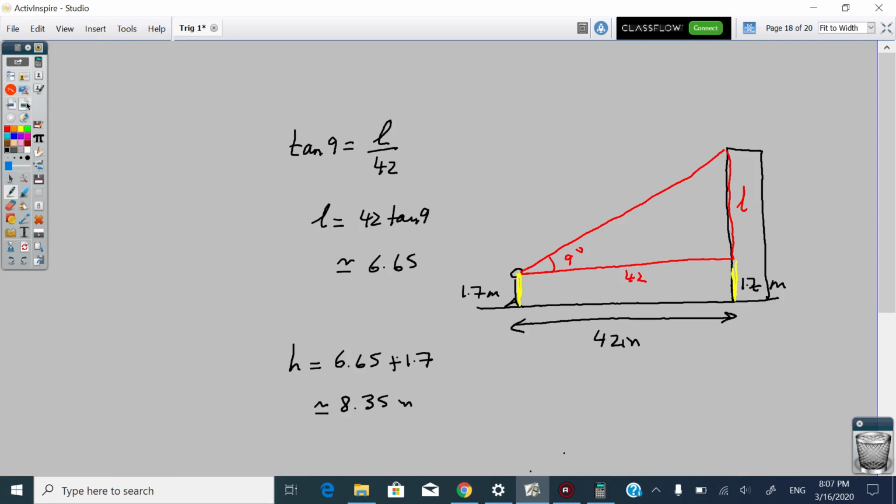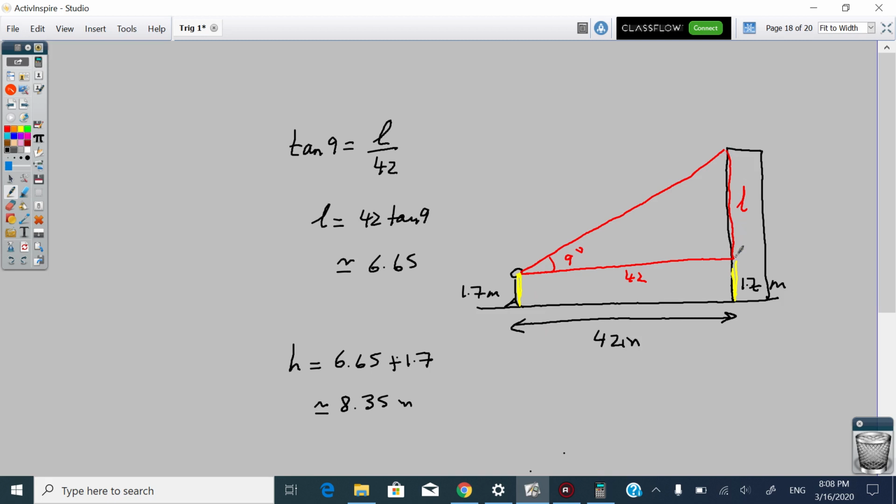Now, to put it in a more realistic way, when you look at a building and you want to calculate an angle of elevation, you're not really measuring the angle of elevation from the ground. Here is a person measuring the angle of elevation of the top of the building, but this person is, let's say, 1.7 meters high, so this has to be taken into consideration. In this case, when this person looks horizontally, he knows that he's 42 meters away from the building, and the angle of elevation of the top of the building is 9 degrees.